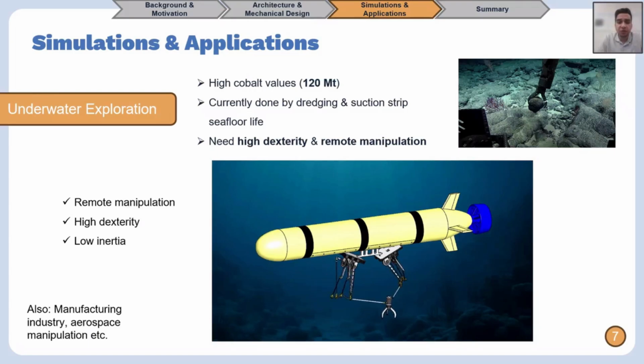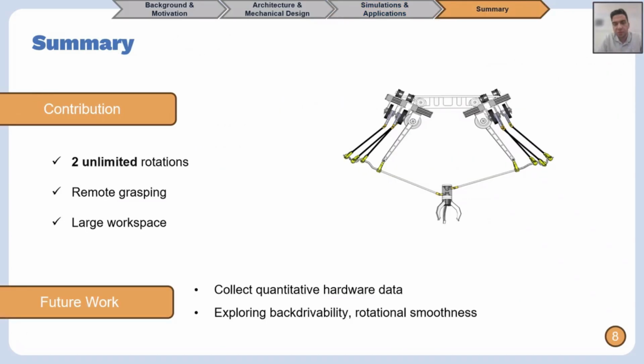This robot, however, with remote manipulation, high dexterity, and low inertia, is a very good candidate for this application. There are also other applications that this robot could be used for, for example, manufacturing industry, for tasks such as drilling or aerospace manipulation. To summarize, this parallel robot design offers 2 unlimited rotations and has remote grasping, meaning there's no gripper motor, and it has large workspace with no singularity inside.